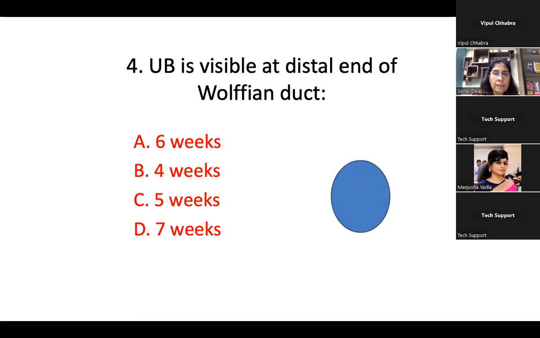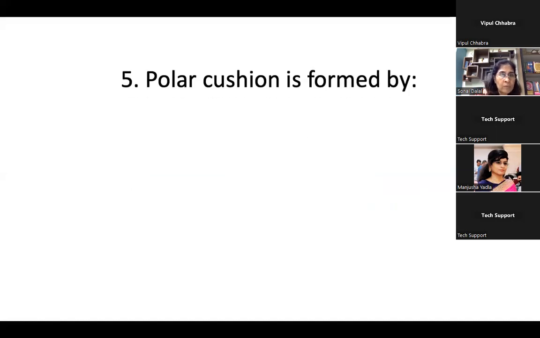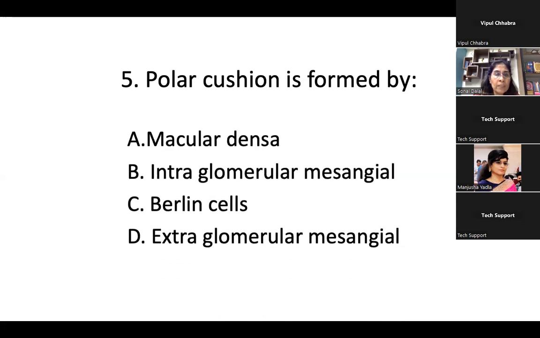Timer. And the correct answer is option C, at 5 weeks. Next question is question number 5. Polar cushion is formed by option A, macula densa, option B, intraglomerular mesangial, option C, Berlin cells, and option D, extraglomerular mesangial. Your time starts now.